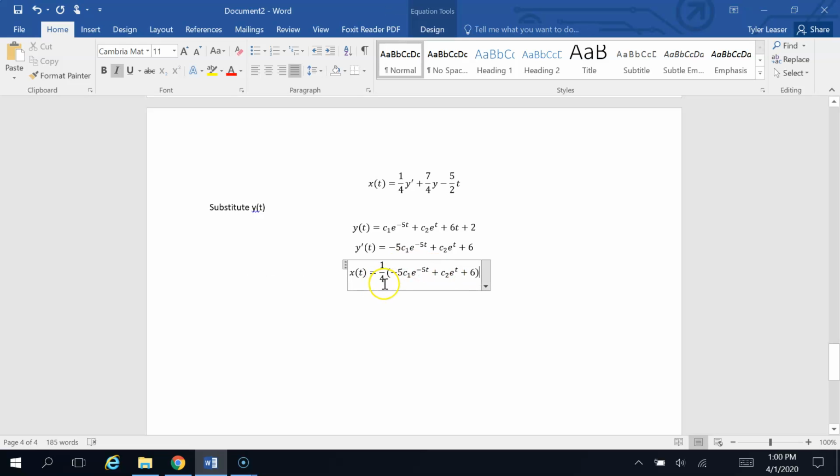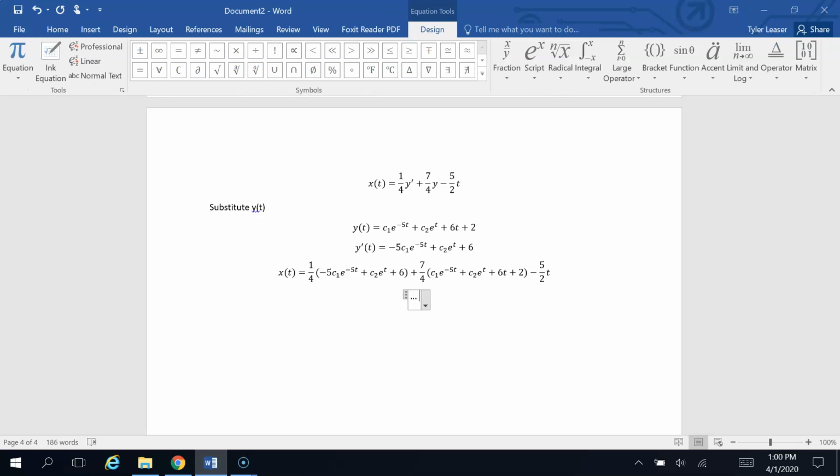Okay, so that's 1/4 times the derivative plus 7/4 times the function itself. And then minus 5/2 t. And then you would then simplify this down. So just combining like terms together, we end up with this. x of t is equal to 1/2 c1 e to the negative 5t plus 2 c2 e to the t plus 8t minus 5. Oh, sorry, 8t plus 5.